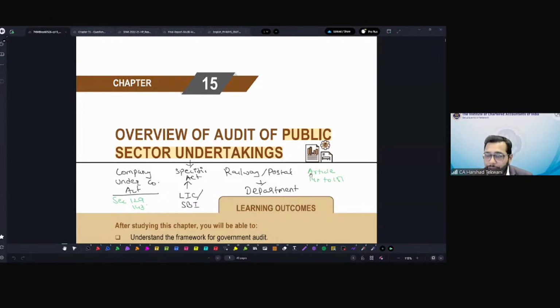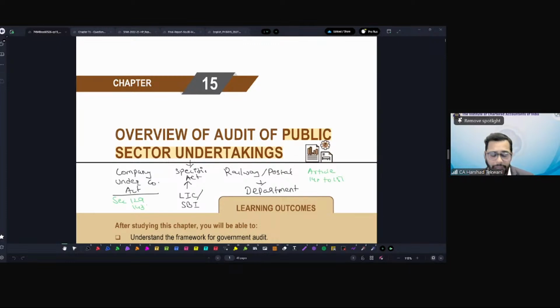But before that, before I proceed to chapter number 15, any doubt with any of the previous sessions or any of the previous chapters, including chapter number 14 with respect to the audit of NBFC and audit of banks? Any doubt? If you have any doubt, you can post it, you can write it, you can unmute yourself and speak. Do ask your doubts whenever you have. There are no restrictions on asking doubts, so please ask as much as you can. If no doubts till now, let's proceed to chapter number 15.